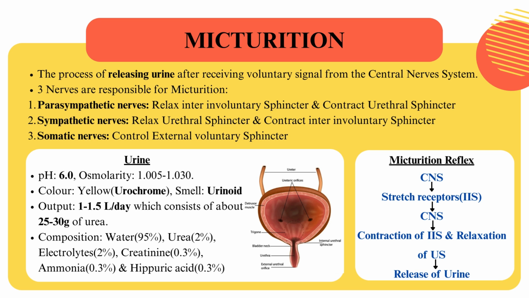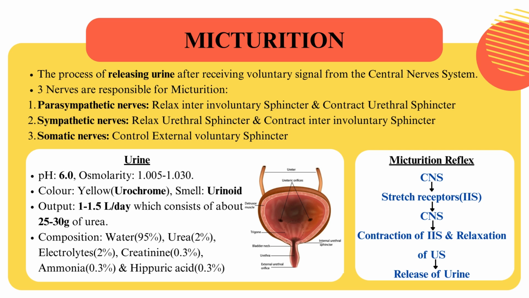Micturition. The process of releasing urine after receiving a voluntary signal from the central nervous system is called micturition. 3 nerves are responsible for micturition. 1. Parasympathetic nerves relax the involuntary sphincter and contract the urethral sphincter. 2. Sympathetic nerves relax the urethral sphincter and contract the internal involuntary sphincter. 3. Somatic nerves control the external voluntary sphincter.